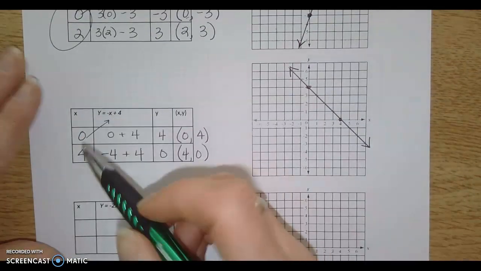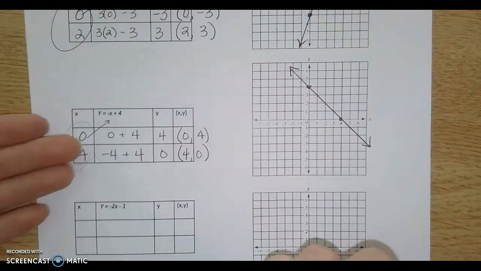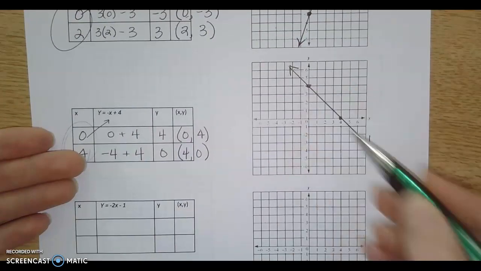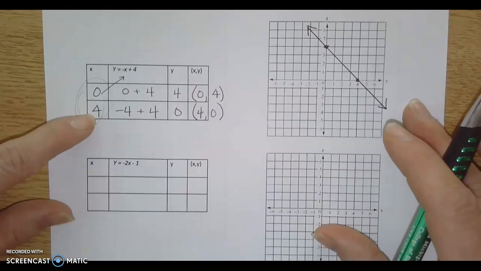Now, there's no trick here to what numbers you pick for x. It could be anything. And no matter what you pick here, as long as you've worked it out and you get the points and you plot them, they'll give you the same line, right? So just pick numbers that are easy to do in your head.